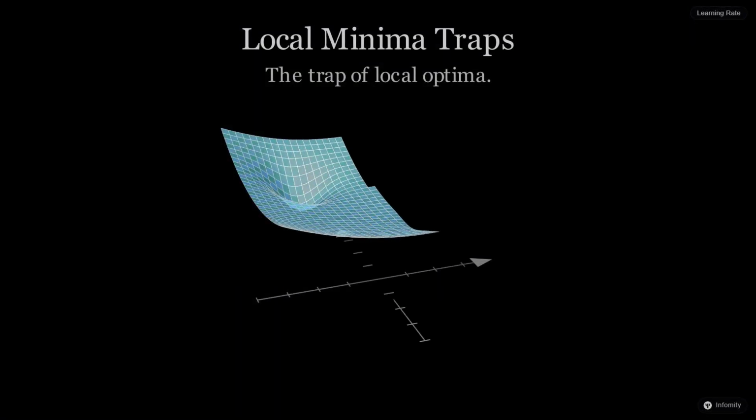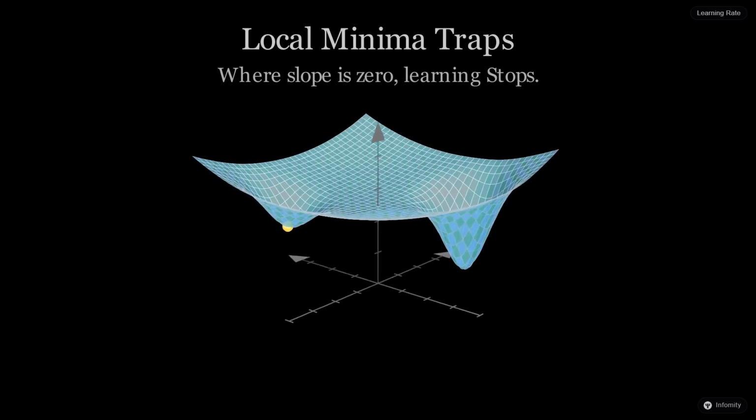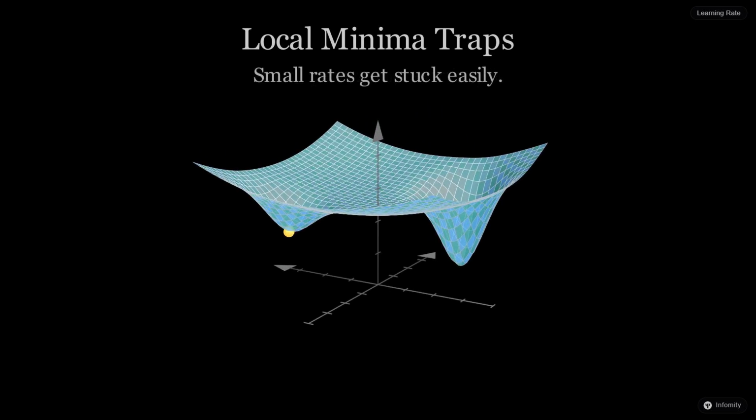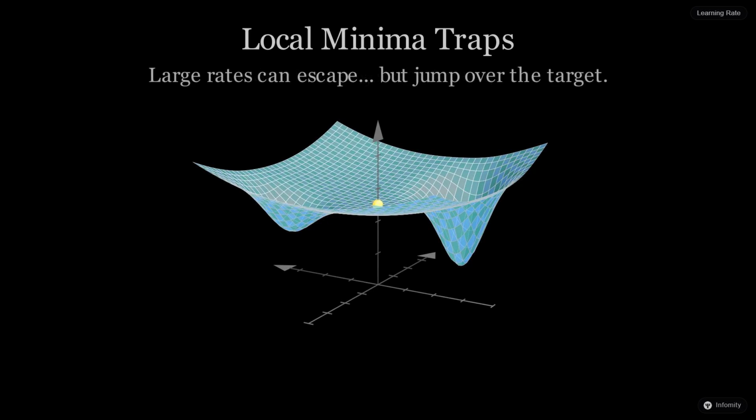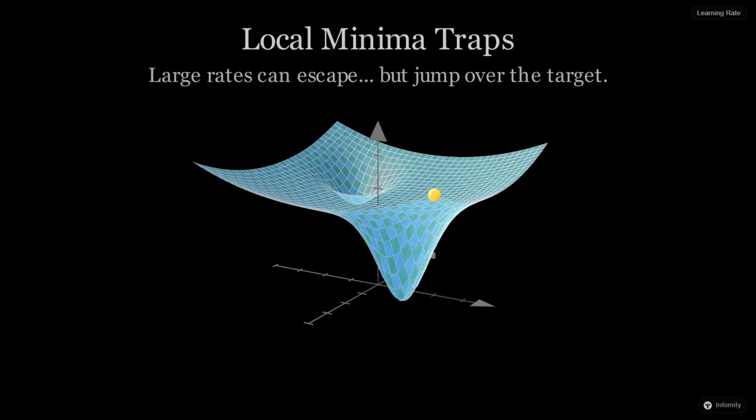This brings us to a common trap: local minima. These are pits where the slope is zero, making the model believe it has finished its job. A small learning rate will get stuck here effortlessly. One strategy is to use a larger rate to jump out of these shallow traps, but that comes with the risk of missing the global minimum entirely.